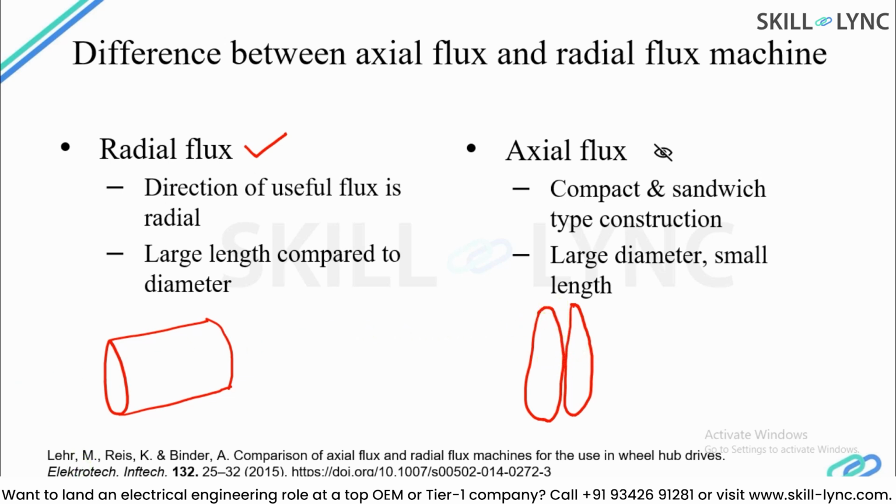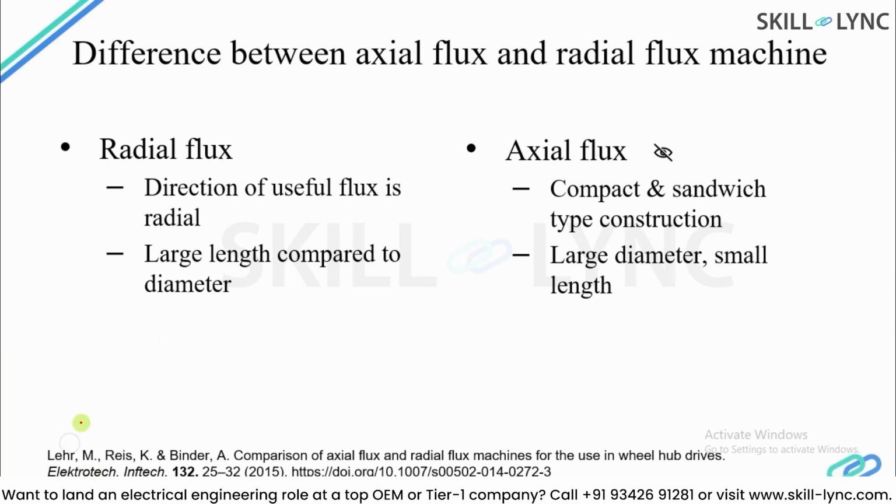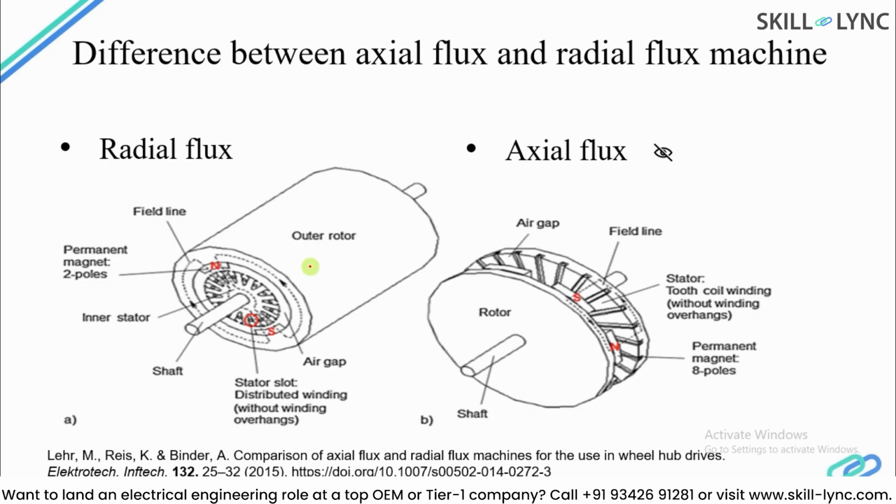So radial flux and axial flux machines are another classification based on the direction of the flux, and there are other types of machine also possible, which are called transverse flux machines and linear flux machines, which we have seen in the classification of motors. So if I give you a diagram of a radial flux and axial flux machine, it will look like something this.